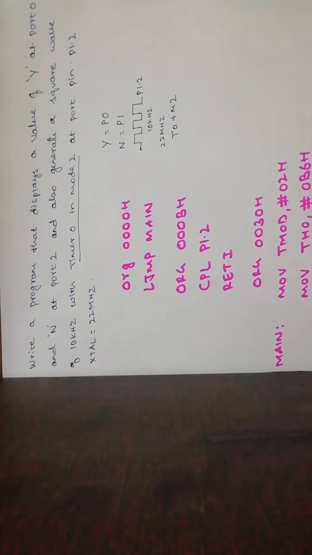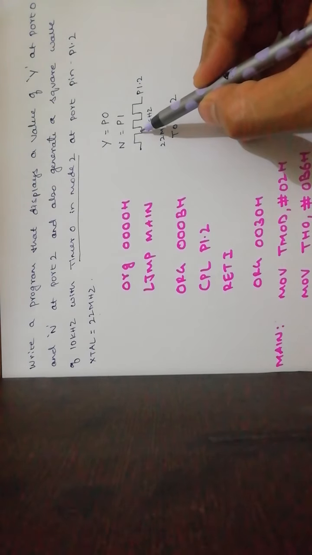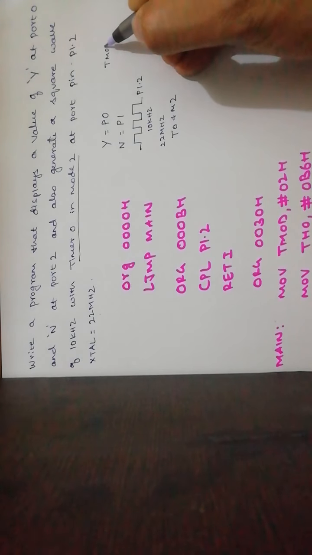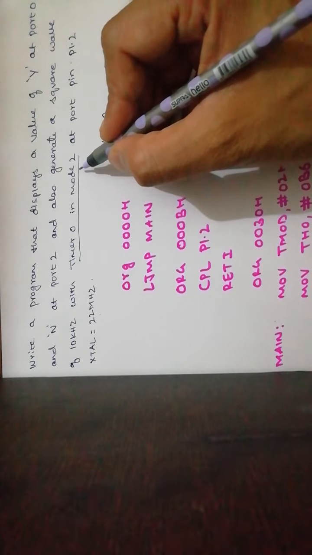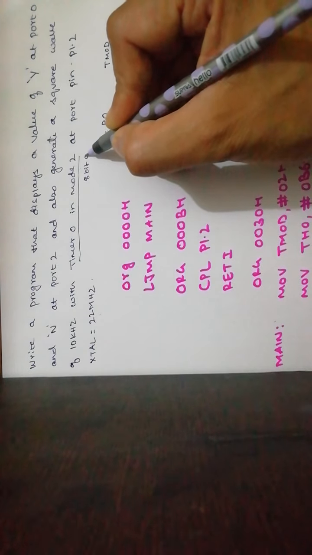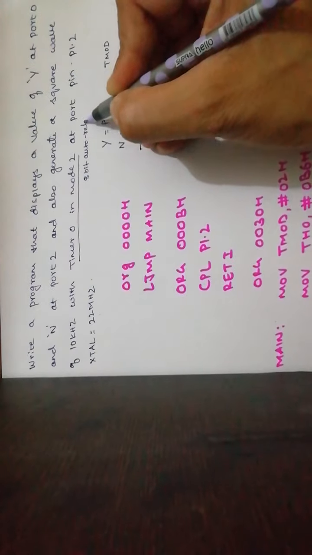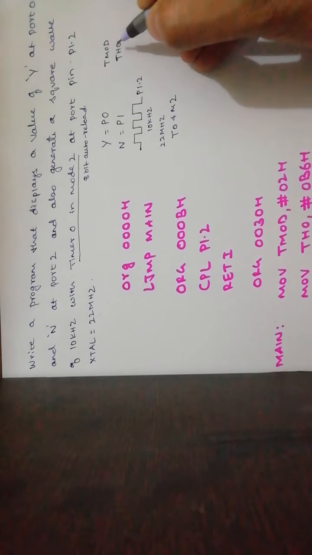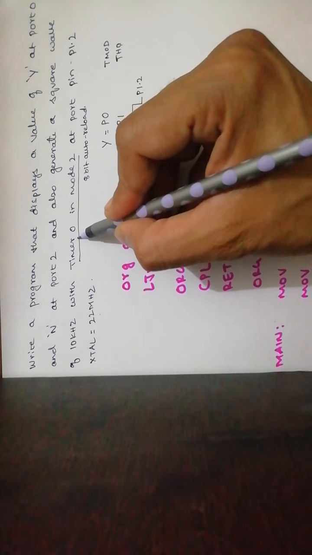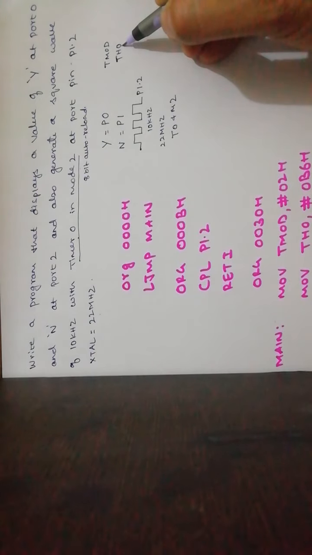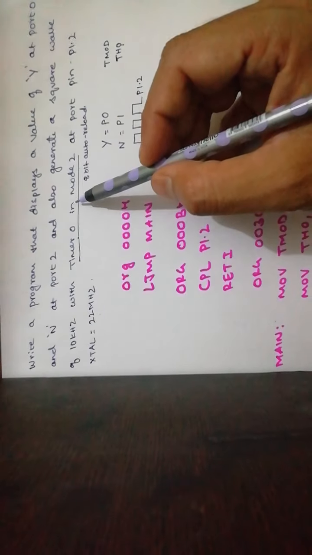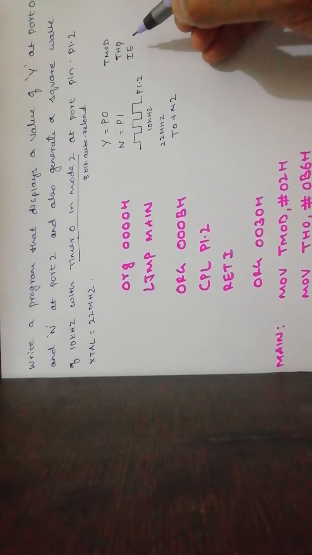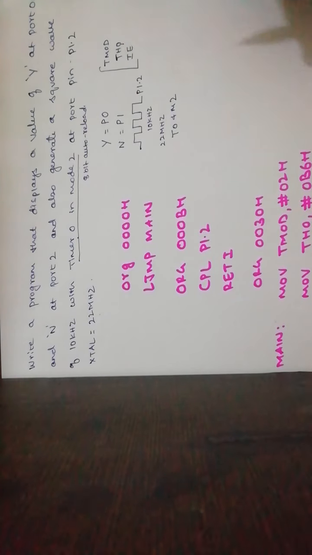Now we know that if we want to generate a square wave, we need to know the TMOD value. Since it is mode 2, it is 8-bit auto reload, right? So what is the value to be loaded in TH0? Why am I taking TH0? Because it is timer 0, that is why it is TH0. Since it is an interrupt program, I have to load the values of interrupt enable also. So all these values we need to calculate.